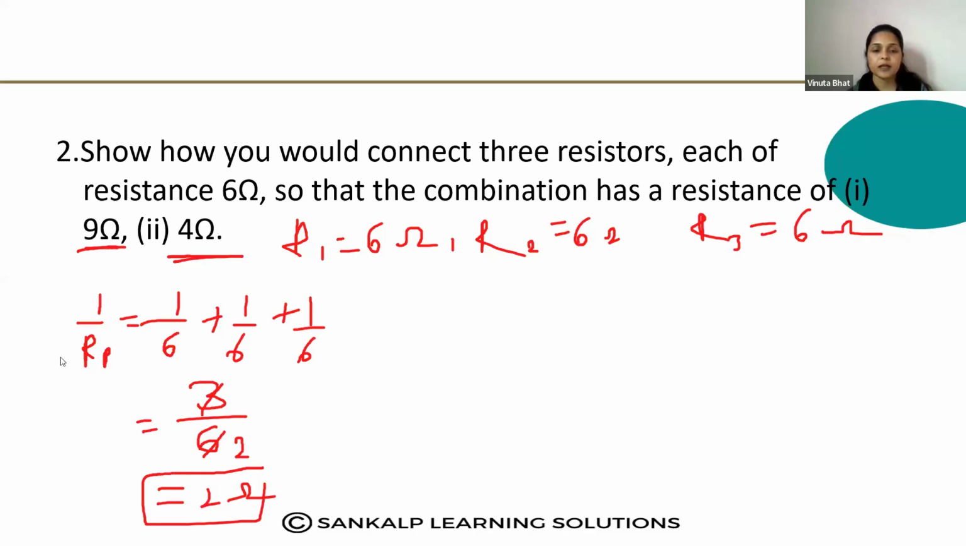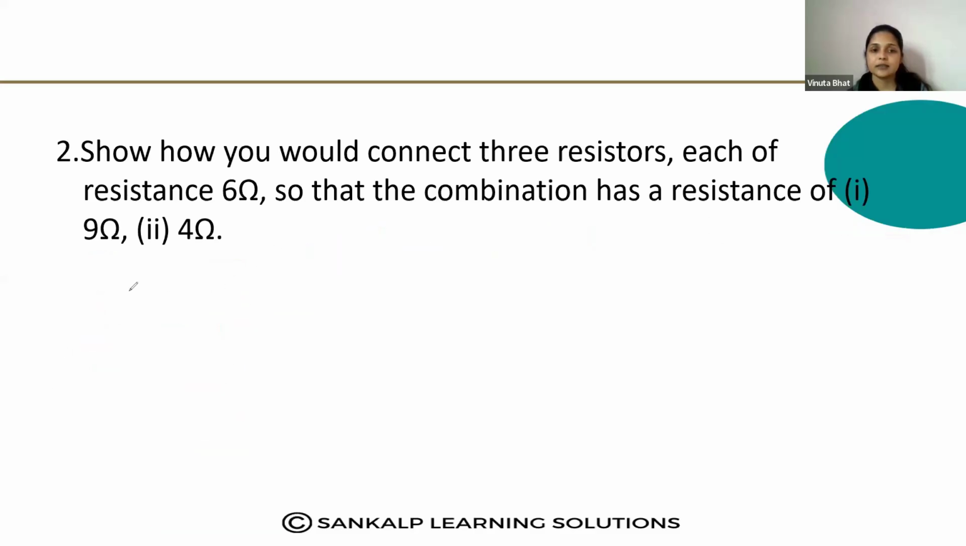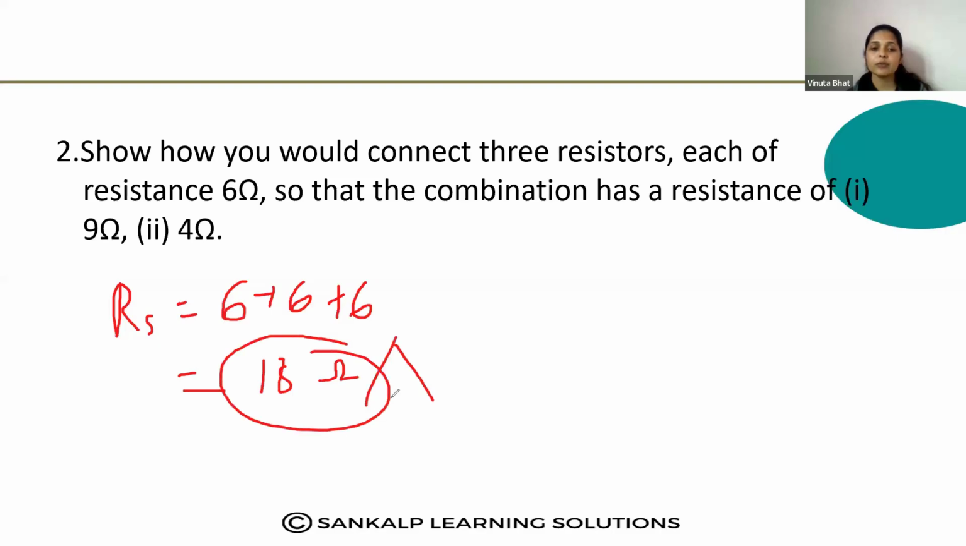Okay. So I will take Rs is equal to R1 plus R2 plus R3, that is 6 ohm plus 6 ohm plus 6 ohm, that is equal to 18 ohm. The total resistance will be 18 ohm. That is also not correct. So what do we have to do now?